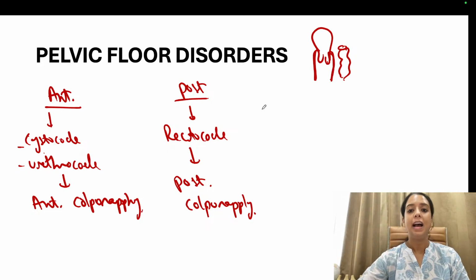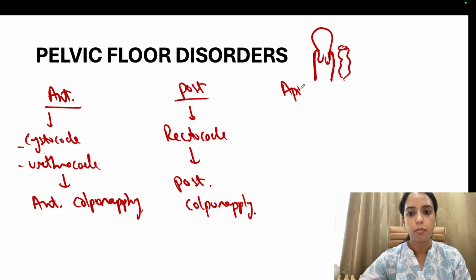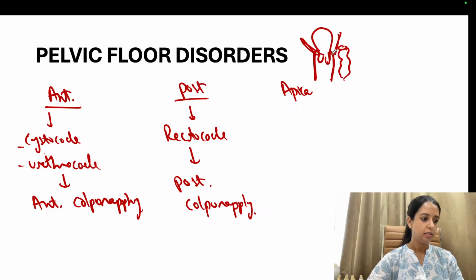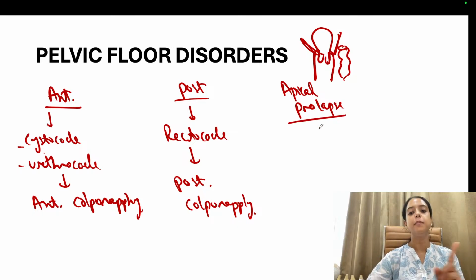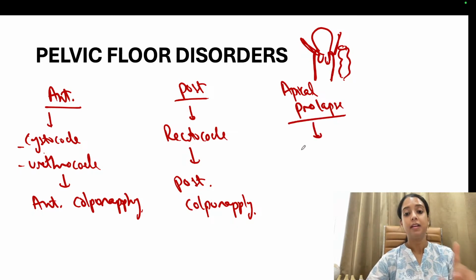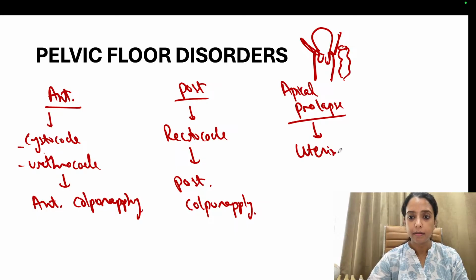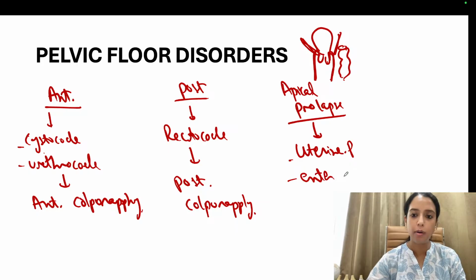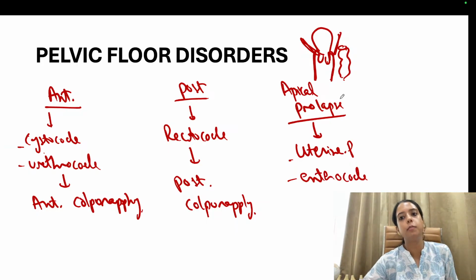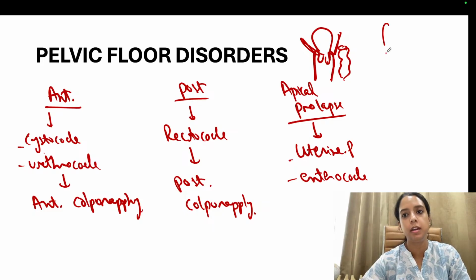Okay. Now comes apical prolapse, when the problem of apical ligaments is there. Apical prolapse presents as two conditions. Remember, uterine prolapse, and also enterocele. Enterocele means the bowel is coming. Enterocele, bowel, is not a posterior wall prolapse. The bowel is not there posteriorly.